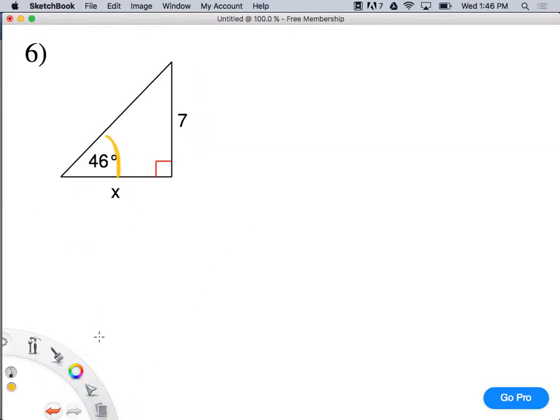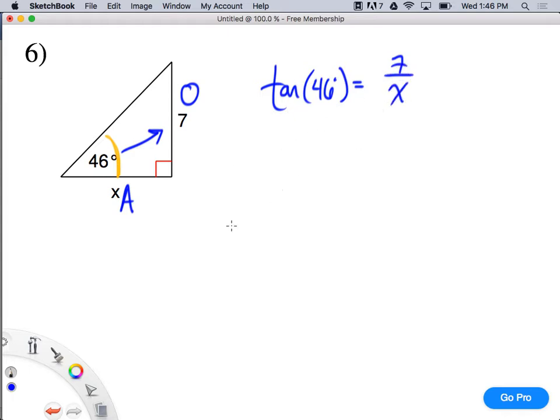First, I identify my angle. I identify my sides. What's this side? Opposite. What's this one? Adjacent. Which one uses opposite and adjacent? Tangent. So I get the tangent of 46 degrees equals opposite, which is 7, over adjacent, which is x. Okay, x is on the bottom, so I multiply both sides by x. I'm left with x times tangent of 46 equals 7.